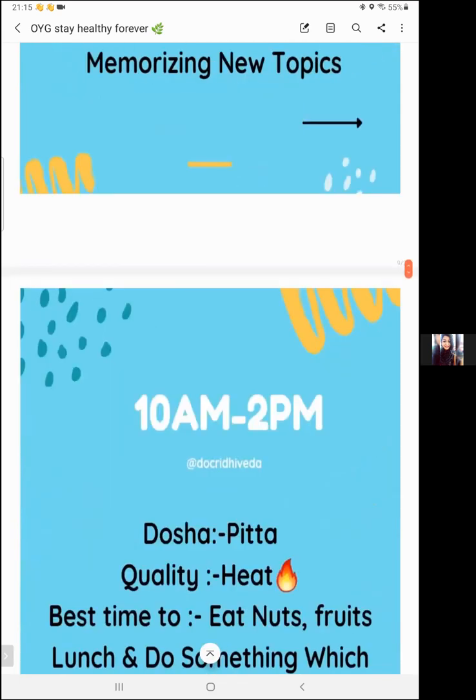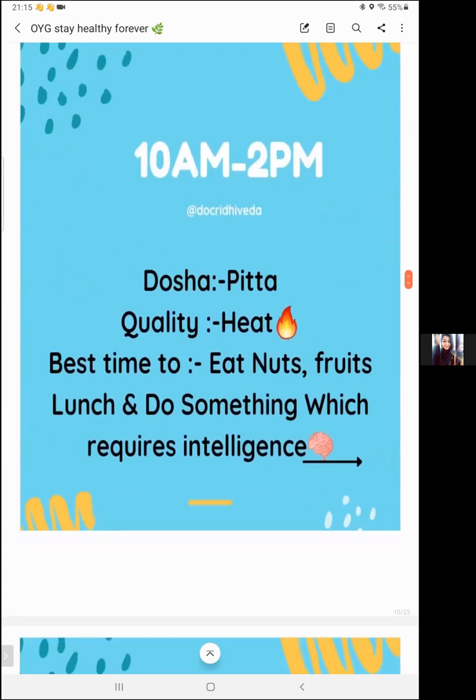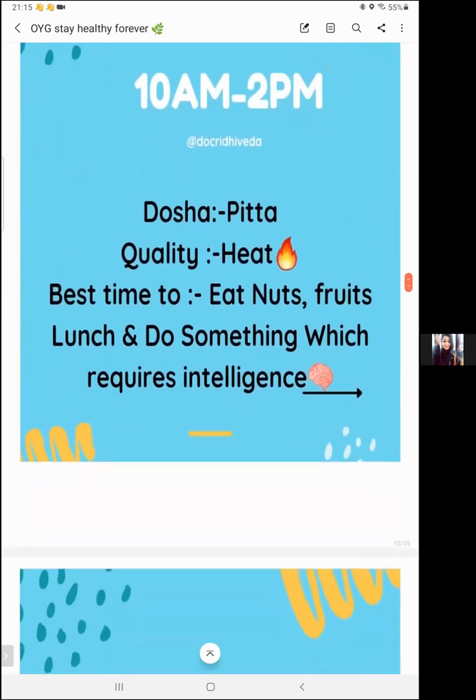Now the next time is from 10 a.m. to 2 p.m. So in this time we feel more heat, right? The noon time is more hot, you can say. So the dosha dominant in this time is pitta, and the quality of pitta is heat.